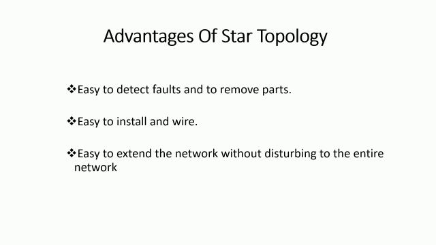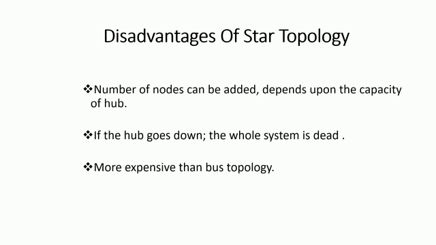It's quite easy to extend the network without disturbing the entire network, as you can easily add a node without any change in the entire system. Disadvantages of star topology. First, there's too much dependency on the hub. That is, if the hub goes down, the whole system is dead.